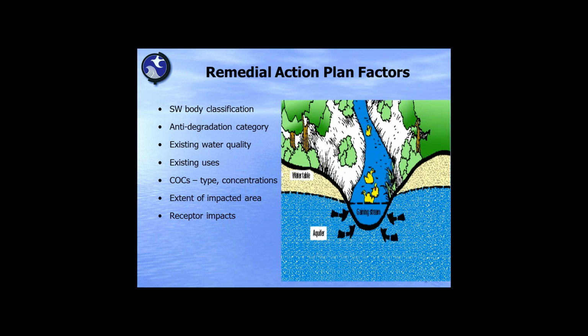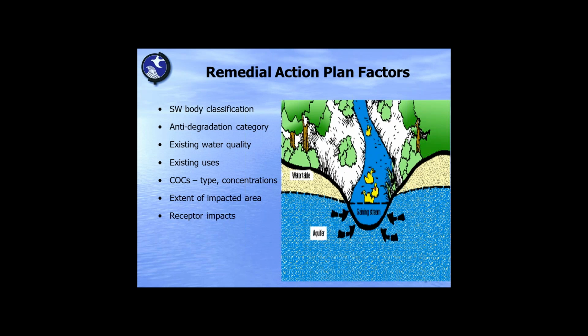So when the groundwater contamination pathway is complete, again, the remedial action has to address the impact to the groundwater and the impact to the surface water. And we'll need to include some surface water specific information. The surface water classification and anti-degradation category need to be identified in the remedial action plan.